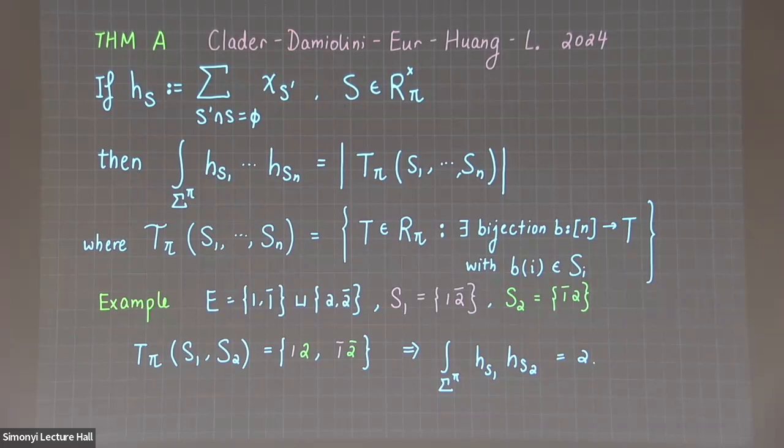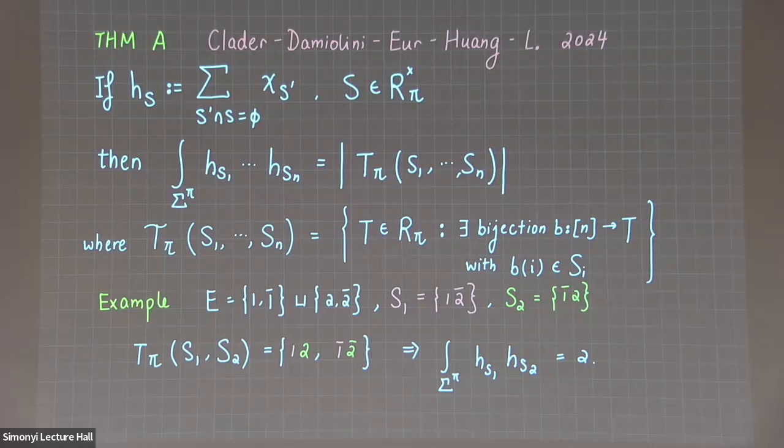This set is called the transversal of S_1 through S_n, and it is the collection of all pi-colored sets that admit a bijection from the set 1 through n such that b_i lands in S_i. Here's an example of what's going on. The transversals of S_1 and S_2 are all the subsets forming 1 through n, regardless of their decorations. Suppose you have this ground set again, and S_1 is {1, 2 bar} and S_2 is {1 bar, 2}. You want to form the set 1 through n, regardless of whether elements carry a hat or not. So you can pick 1 from S_1 and 2 from S_2, or you can pick 1 bar from S_2 and 2 bar from S_1. But those are your only choices. So these are the transversals.